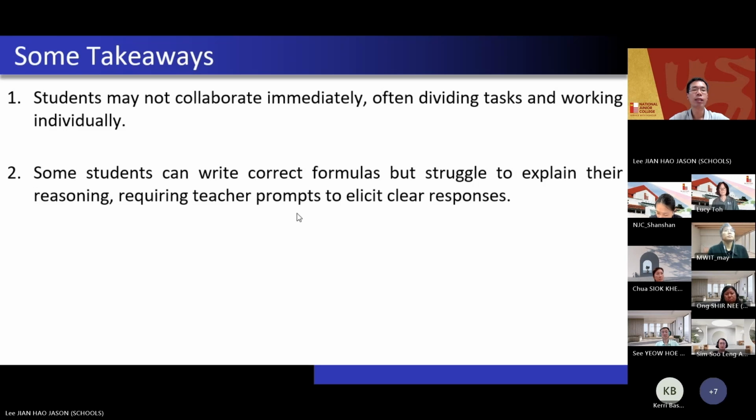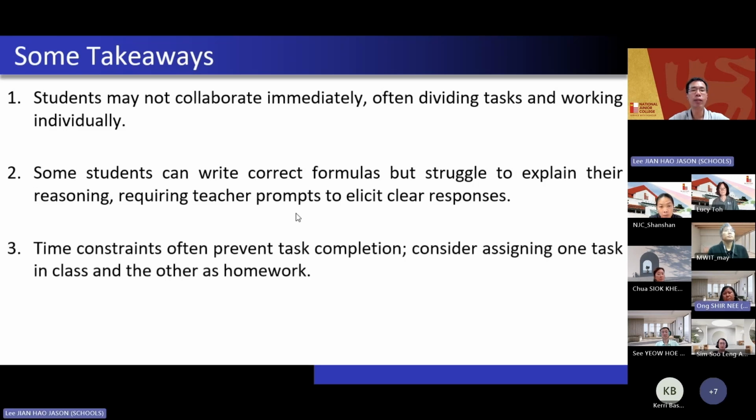And lastly, I conducted this activity in a 1.5 hour lesson, which was in truth very tight. So in retrospect, perhaps it would have been better if I split the lesson into 2 1-hour lessons. So the time factor is a very important consideration for this ability. Okay, so with that, I conclude my part of the presentation.